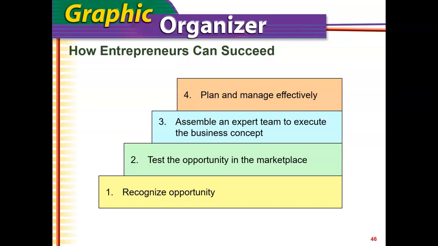So these are the 4 steps for an entrepreneur to succeed. And honestly, this is an oversimplification of this thought process, right? It's not this easy. You can recognize opportunity, test the opportunity, assemble a team, and plan and manage effectively. Running and starting a business is going to be an up and down process. People win in certain parts, they lose in other parts. They go through growing pains in going from getting bigger.